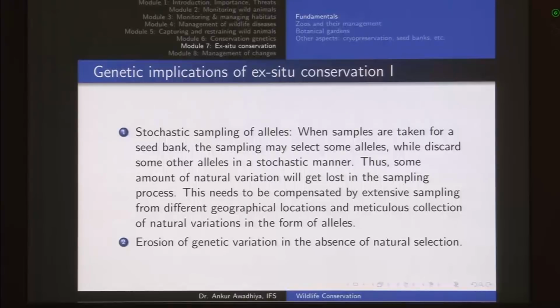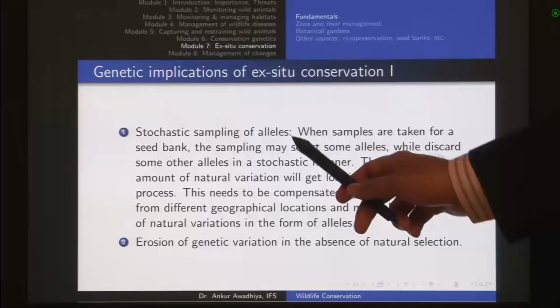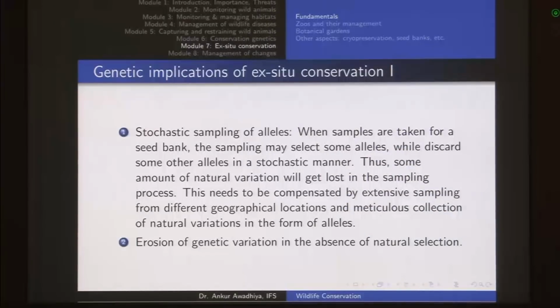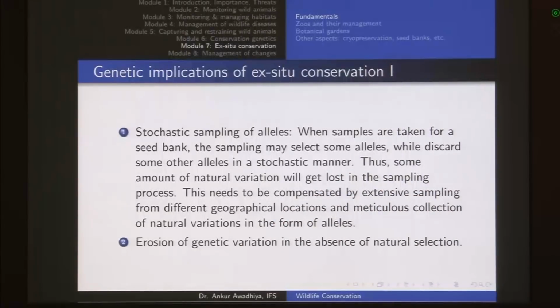So the first genetic implication is that because of stochastic sampling of alleles, we are going to lose some variety, and our intention is to lose as little of this variety as possible. The second implication is that we can observe erosion of genetic variations in the absence of natural selection. Now why is this important?